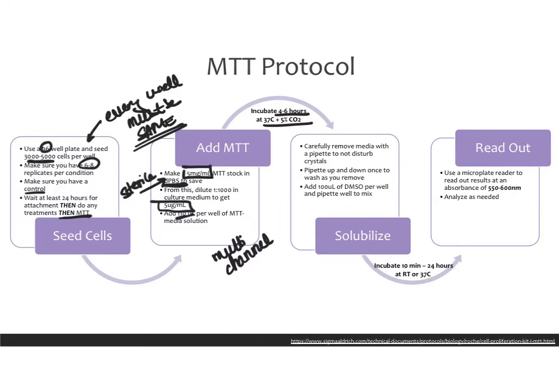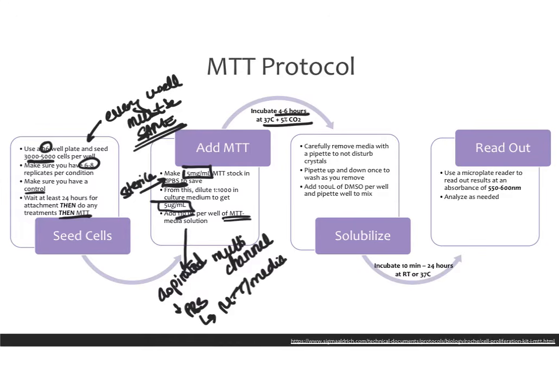And one important point to note that I didn't make is that when you add in this 110 per well, you do need to make sure that you've already aspirated the previous media in the cell, and that ideally you've sort of aspirated by pipetting it up and down once to wash off any debris, or you've aspirated, then you've added PBS to wash, and then you've added this MTT media solution. So you're not adding the MTT media solution on top of any existing media.